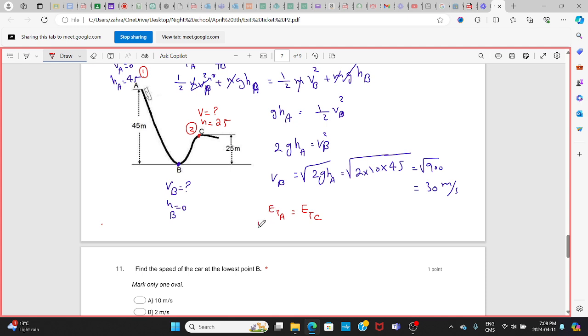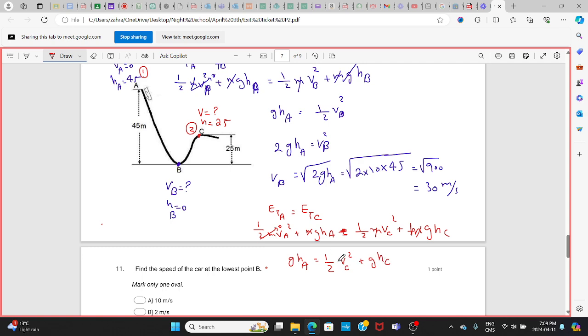So for point A, we have half m vA² plus m g hA equal to half m vC² plus m g hC. Okay, because the velocity at point A is 0, this term is gone. We do have some h here, you cannot get rid of that. I can divide each term by mass, so I'm getting rid of each mass here. So g hA is half vC² plus g hC.